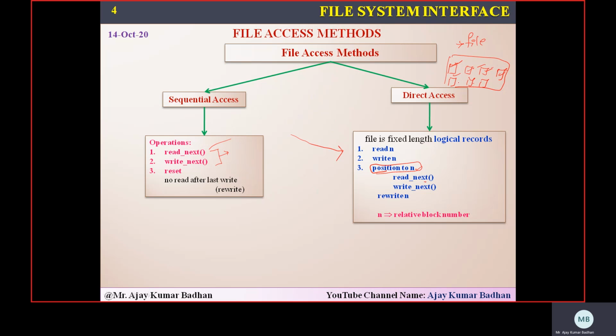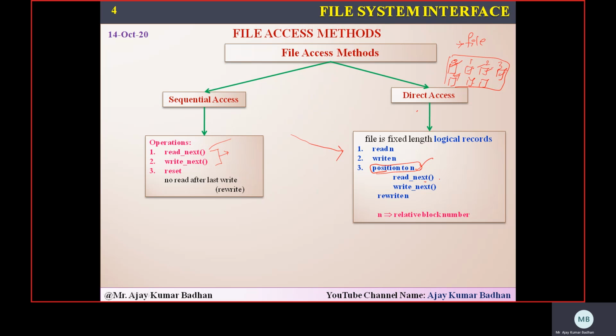So we need to get information. In order to read the information, we need to get that particular block number, initially maybe starting from 0, 1, 2, 3 like that. So that n value needs to be provided. That's the reason we are using position to n.